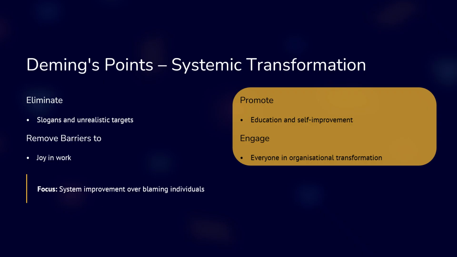In summary, Deming's 14 points remind us that management's obligation is to create a healthy, cooperative, and constantly improving system that values people over numbers.